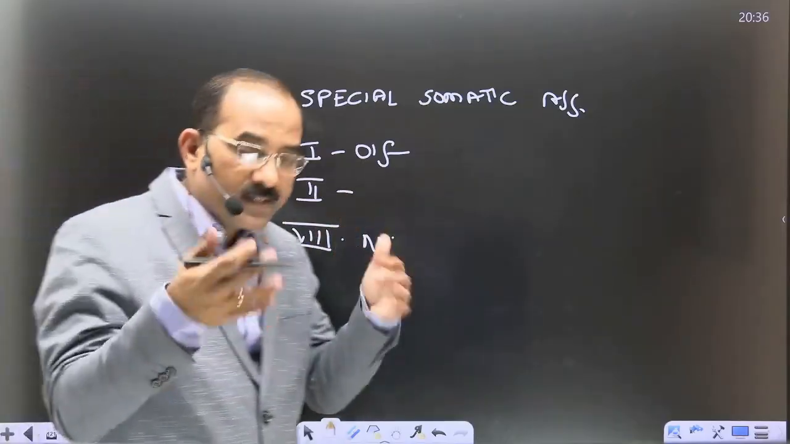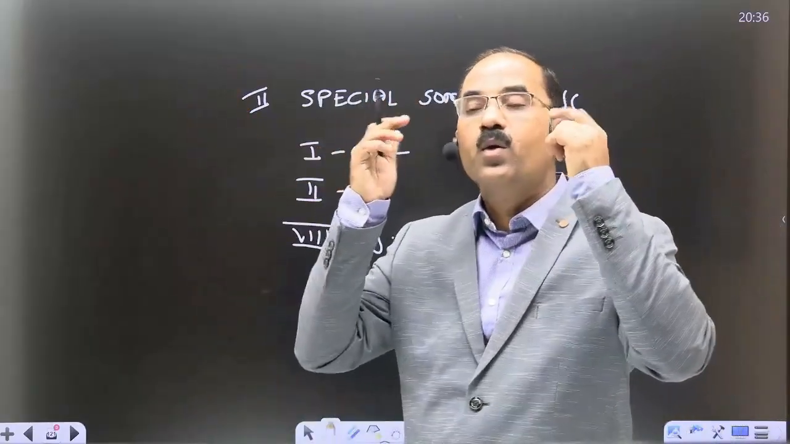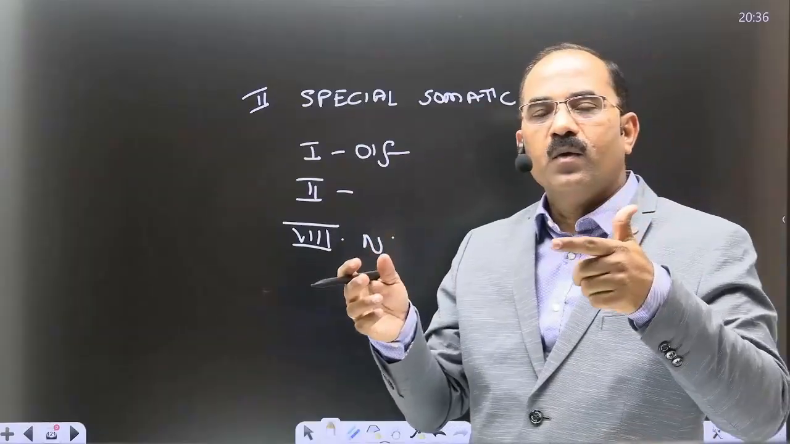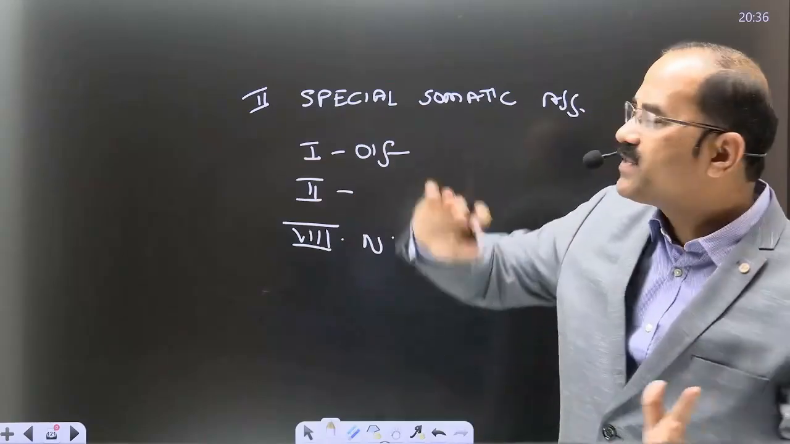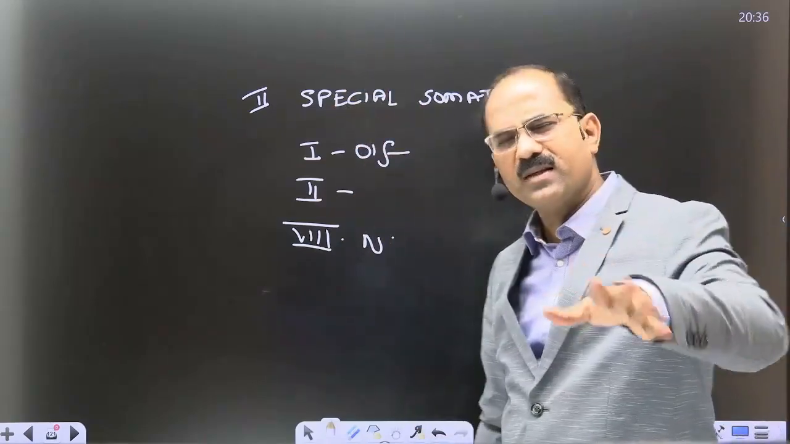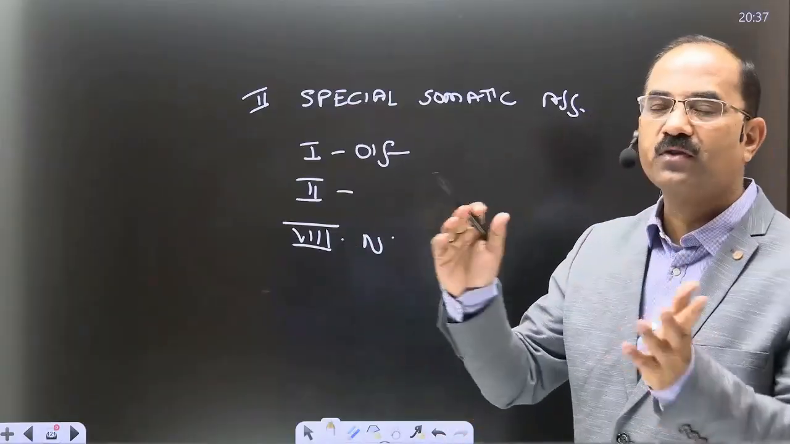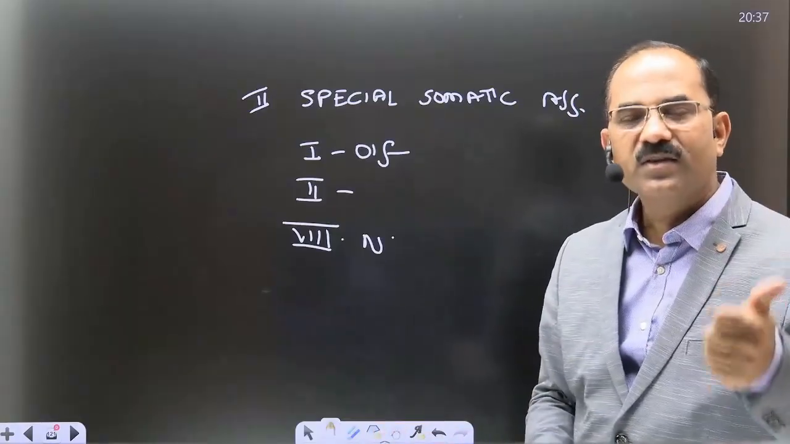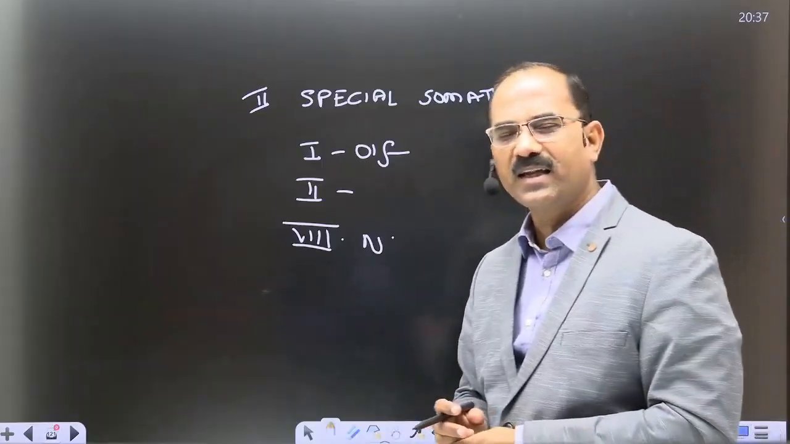So special sensations from the body wall. Which are the special sensations which come from the body wall? One is smell. Second is vision. And third is balancing. So which nerves are going to carry this? They don't have a nucleus. They directly go to the brain. So which nerves will have this component? The first nerve, the second nerve, and the eighth nerve, the vestibulocochlear nerve.